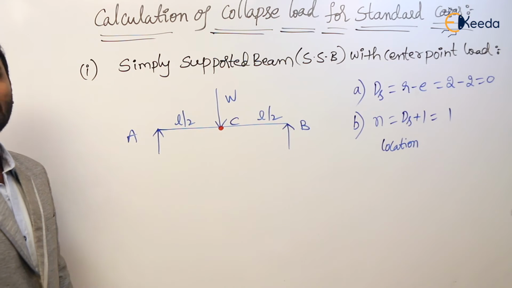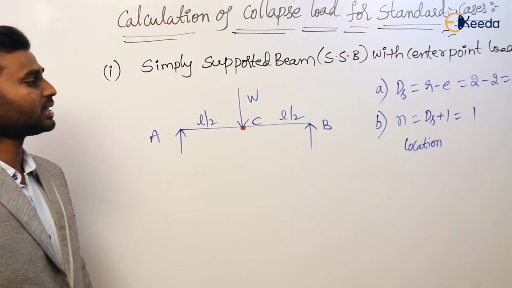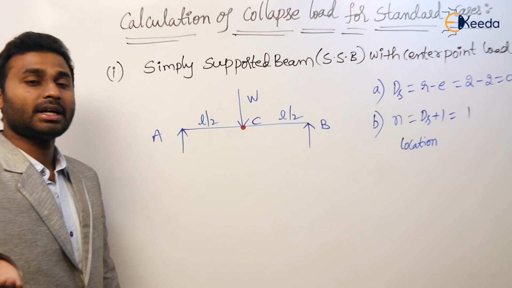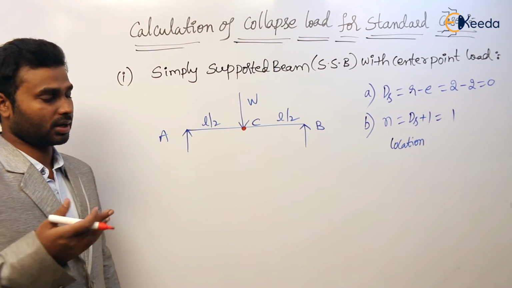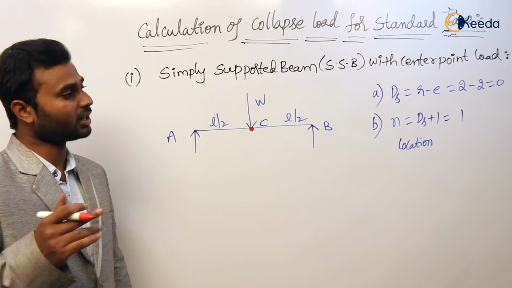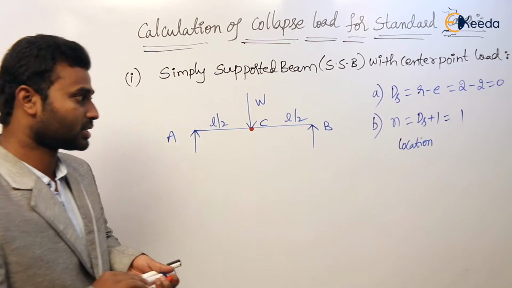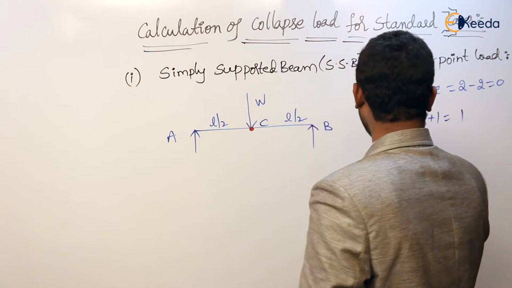So the first step is calculation of DS, and the second is calculation of the number of plastic hinges required and their locations. Now the third step is applying the principle of virtual work.